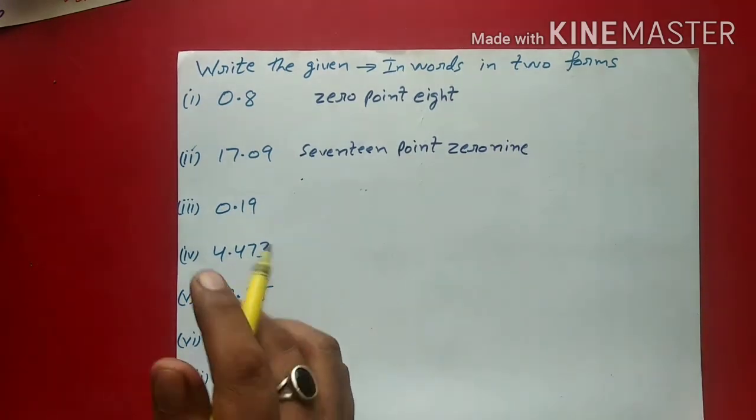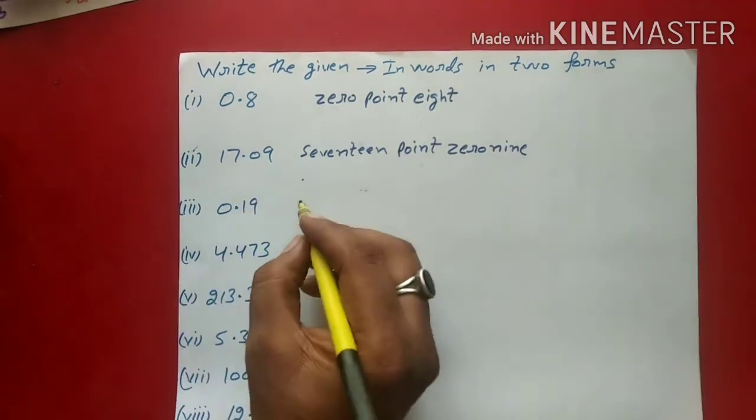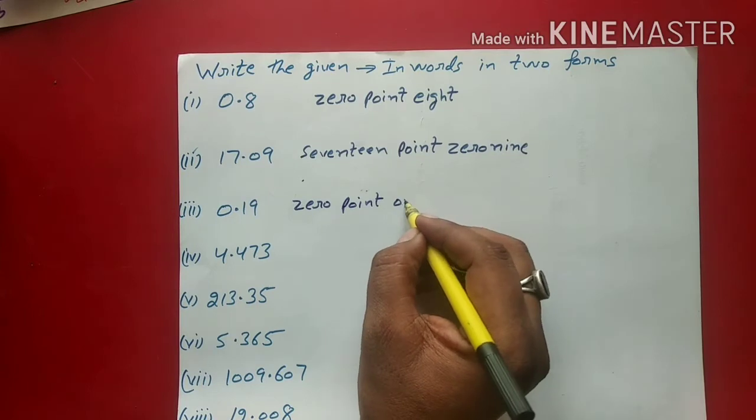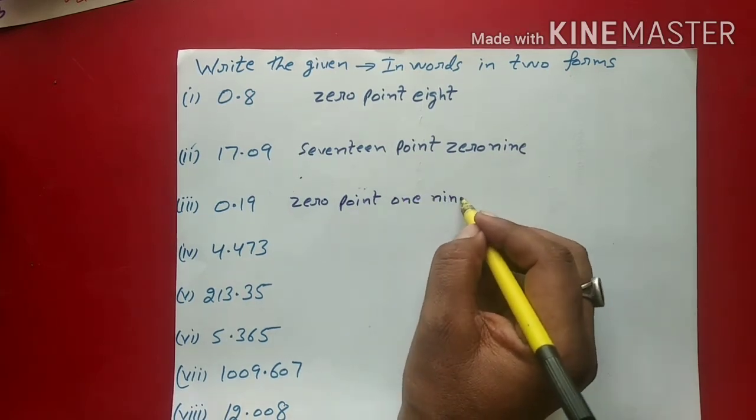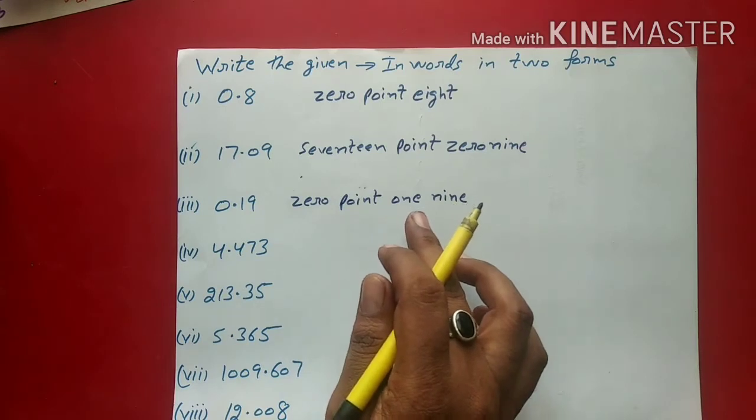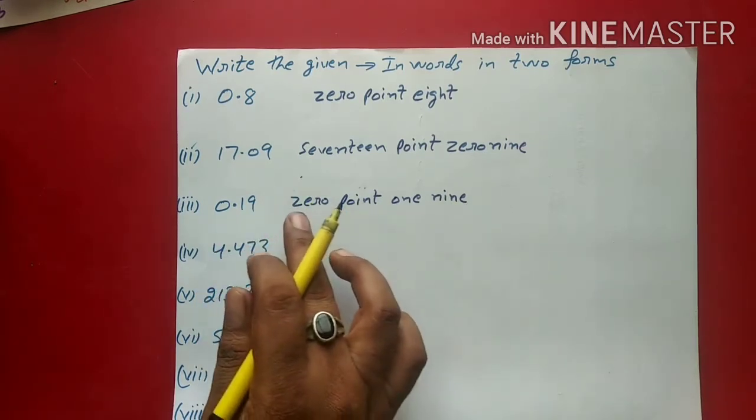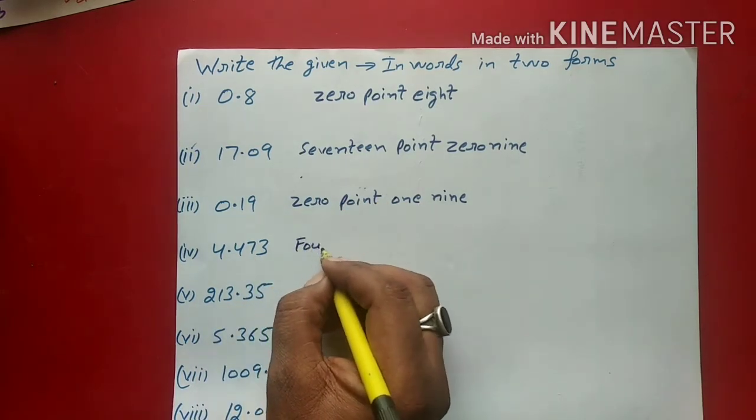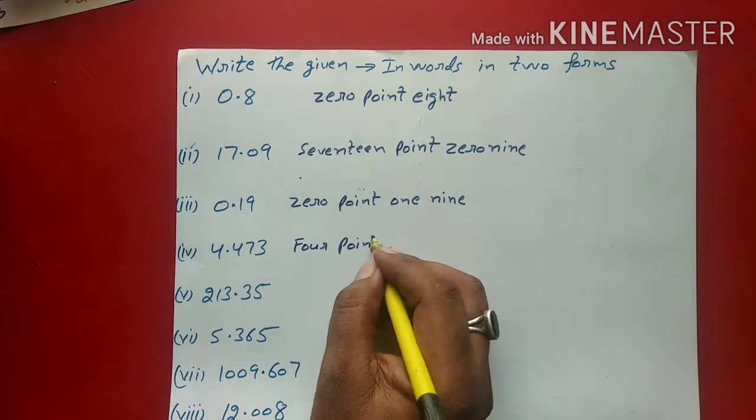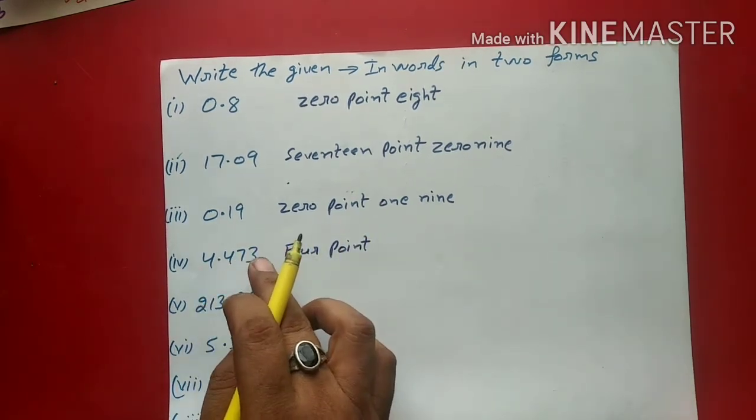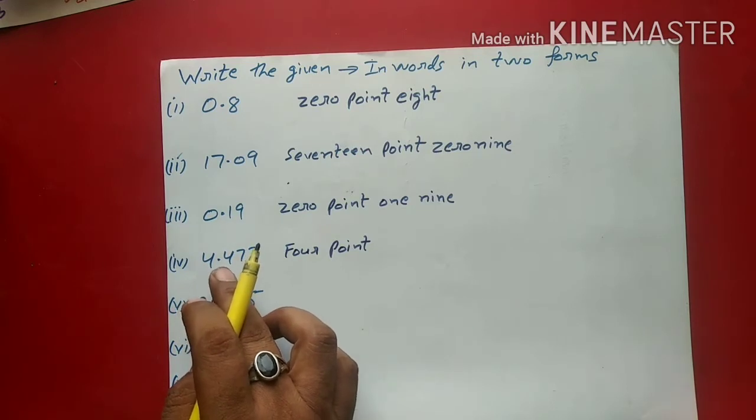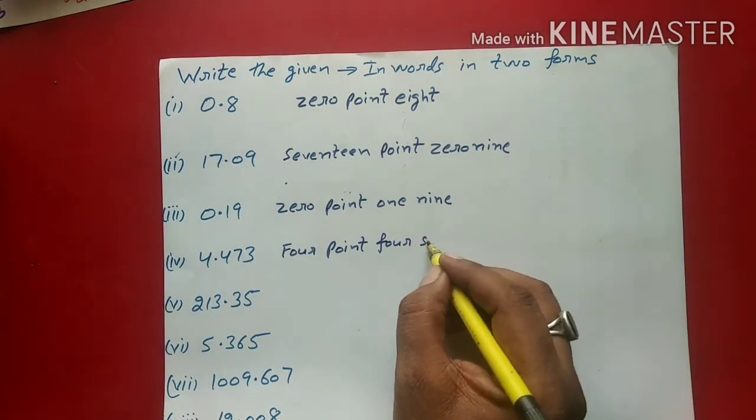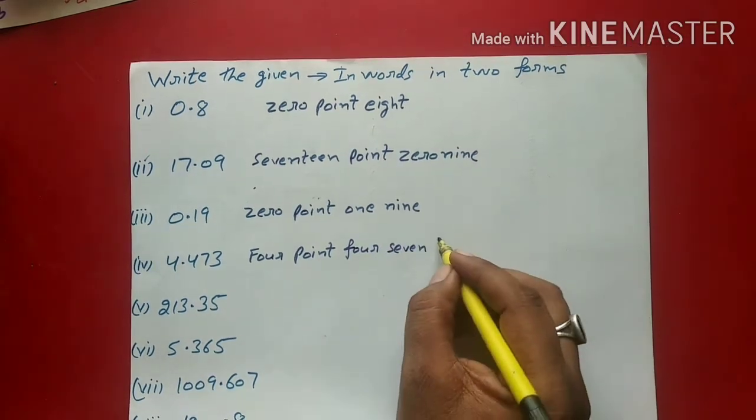Okay student, in the third question, here I will write 0.19. I will not speak this as nineteen. 0.19 is wrong. You will write this 0.19. Now this is 4.473. You will not speak this as four hundred seventy-three. You will write this 473.